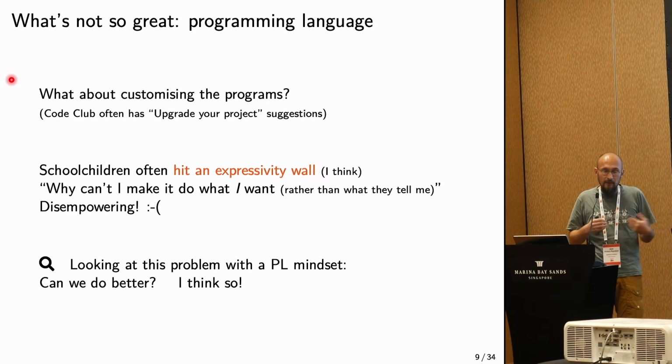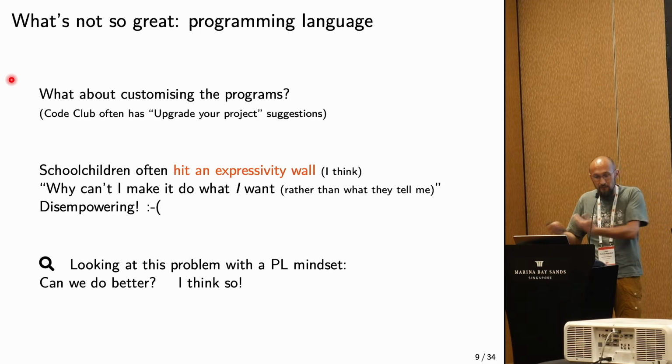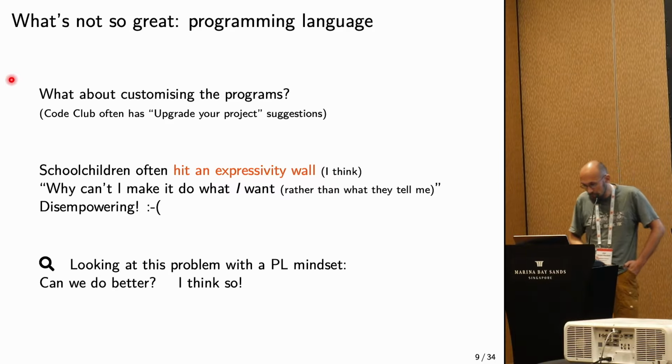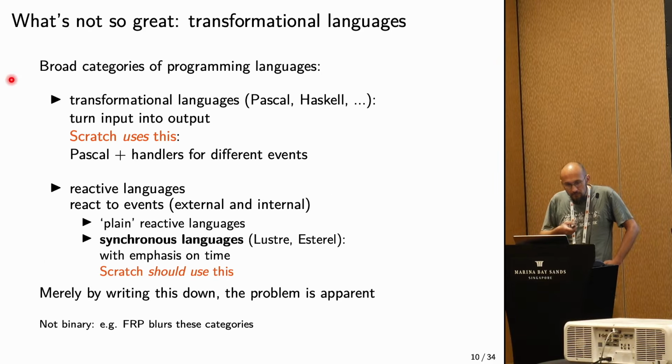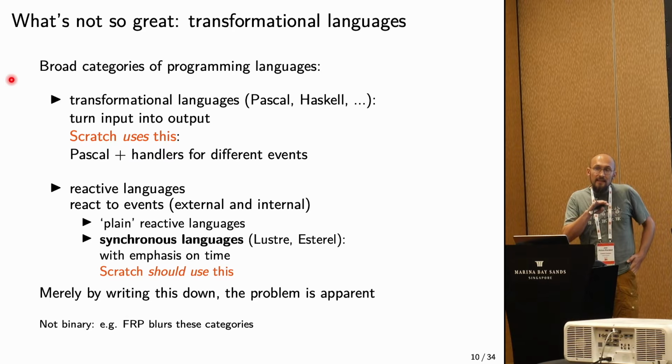And looking at these problems that they encounter with my programming language theory background, I get the impression that these are artificial problems. They're problems caused by the language, but they don't have to use a language that makes them face these problems. I think we can do better.